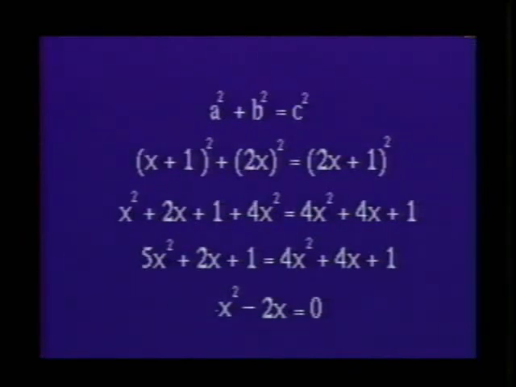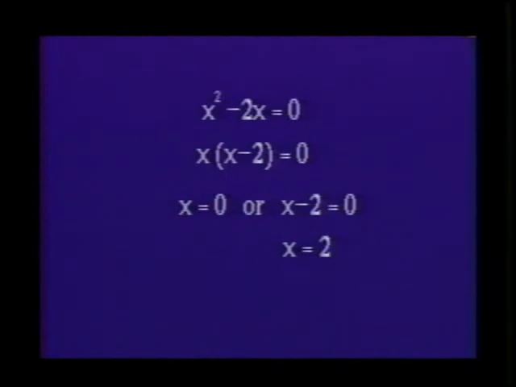Thus, a squared plus b squared is equal to c squared, where a is x plus 1 feet, the length of side RU, b is 2x feet, the length of side UT, and c is 2x plus 1 feet, the length of the diagonal RT. Solving for x, we see that x is 0 or x is 2.